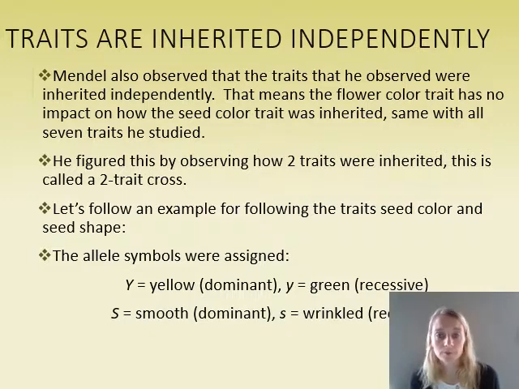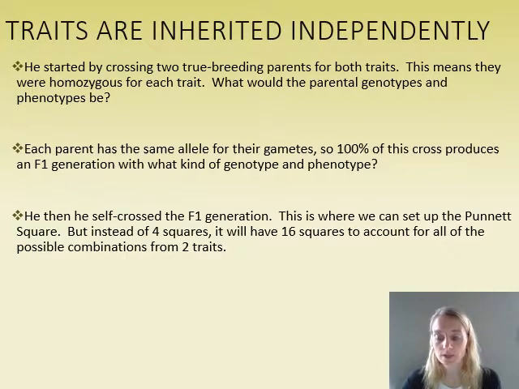For seed color, yellow was dominant and green was recessive. So he assigned the letter Y for seed color: capital Y is the dominant, lowercase y is the green recessive. Then he also tracked seed shape, the smooth, ball-looking seeds or the crinkly little wrinkled ones. He assigned the letter S for this one. Capital S is the smooth shape, which is dominant, and lowercase s is the wrinkled recessive trait. Okay, so we've set up our alleles. You can set up your key if you like, but we are going to take a look at how he walked through this.